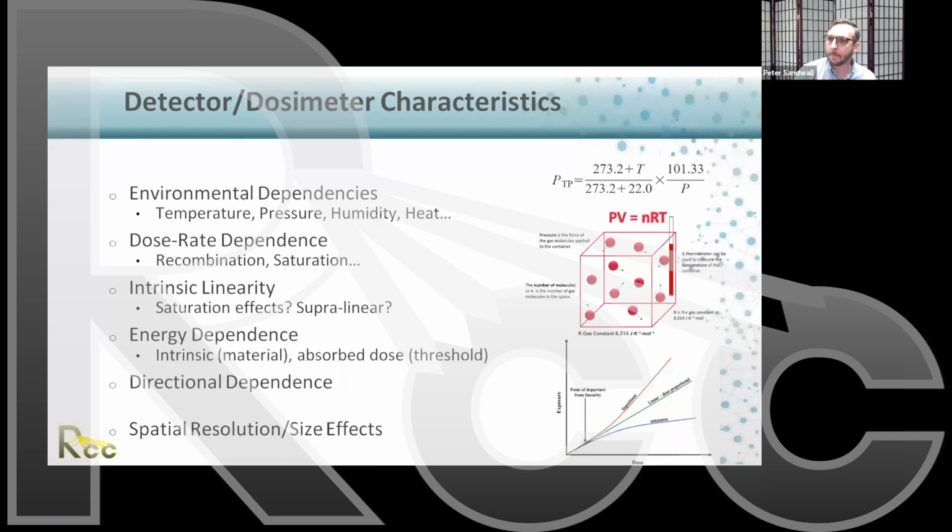Energy dependence is based on the material that they're made out of. Do they have a threshold response? The directional dependence: are the sensitive elements subject to orientation, whether or not it's at an angle, how is it going to respond differently? And then obviously spatial resolution and size. We'll talk about how a detector impacts small field measurements. We'll talk about the differences in size of detectors and how that impacts our measurements.